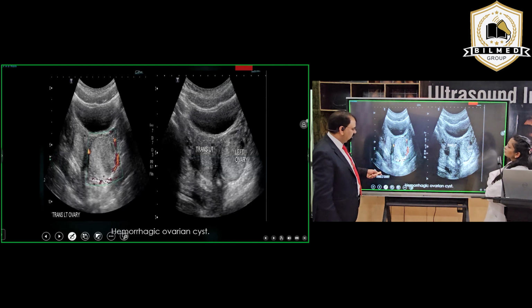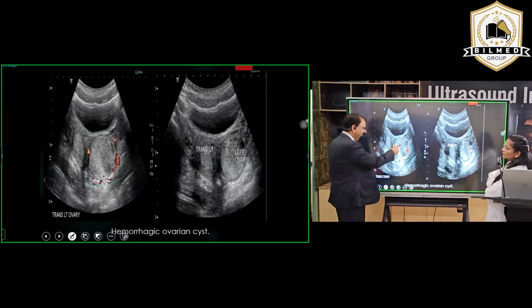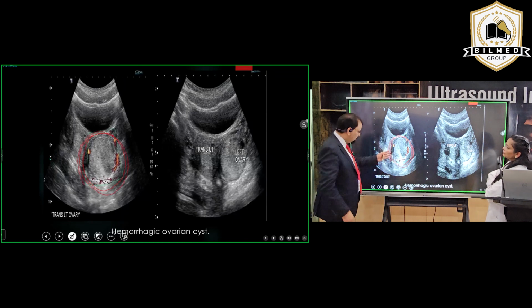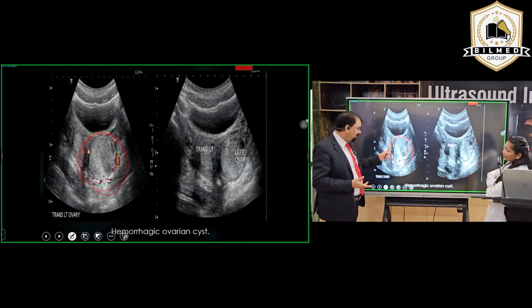So again, demonstrating the hemorrhagic ovarian cyst. Sometimes, try to understand, sometimes the hemorrhagic ovarian cyst will have a solid looking structure over here. Now you can confuse this with corpus luteum hematoma. Corpus luteum, one. Second? Complex solid mass. Solid mass, and the solid masses are? So, malignant ovarian. Why not a dermoid? Dermoid, yeah. Why not a dermoid?